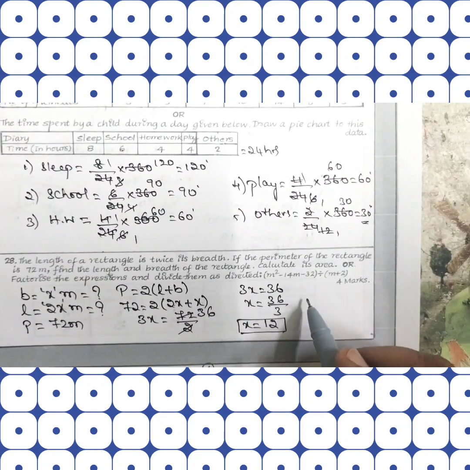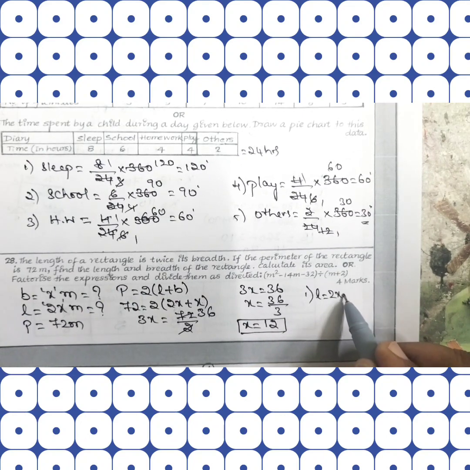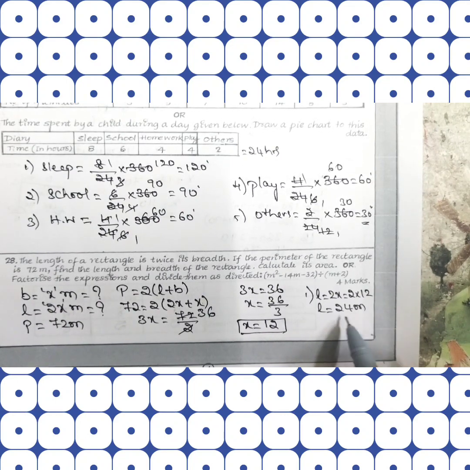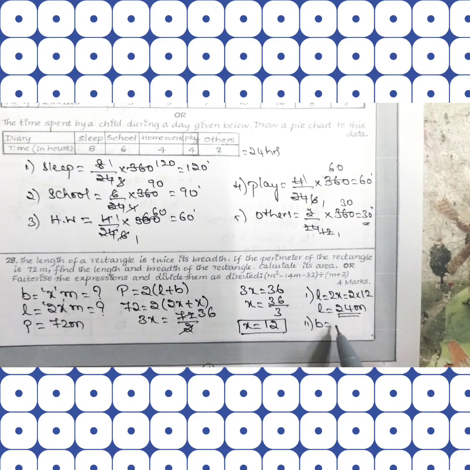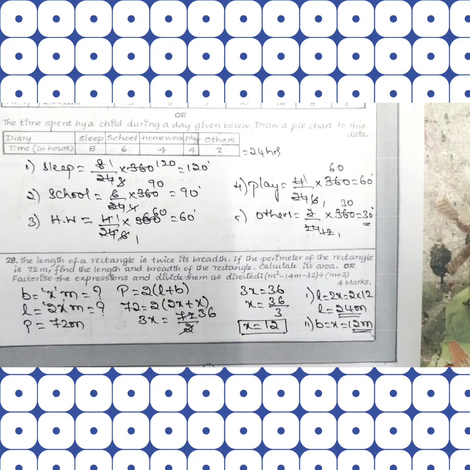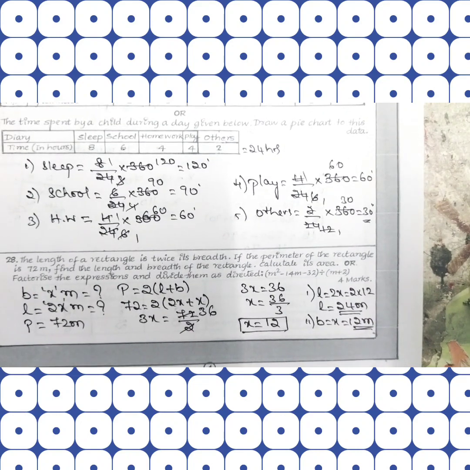ಹಾಗಾದರೆ x is equal to 12 ಅಂದರೆ length is equal to 2x, that is 2 into 12. So length is equal to 12 2s are 24 meter. Next ಎರಡನೇದು breadth is equal to x is equal to 12 meter. So like this we have to find out the length and breadth of the rectangle.